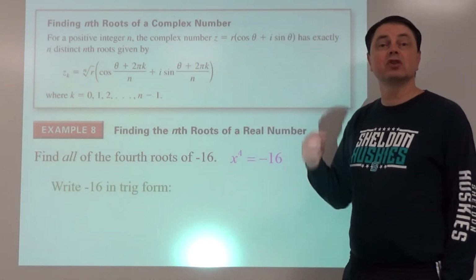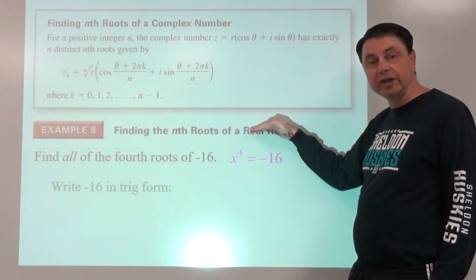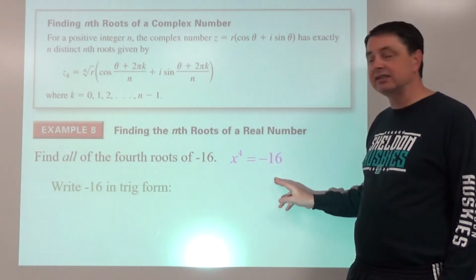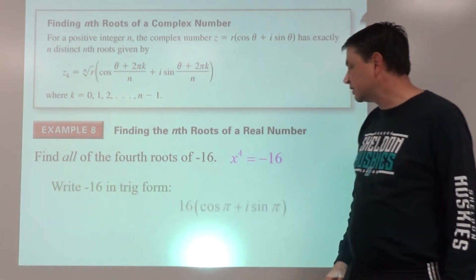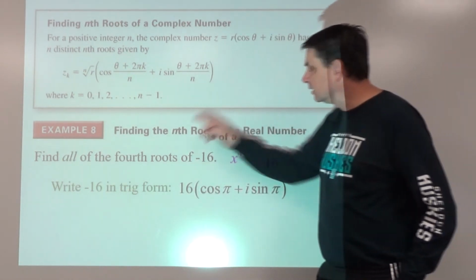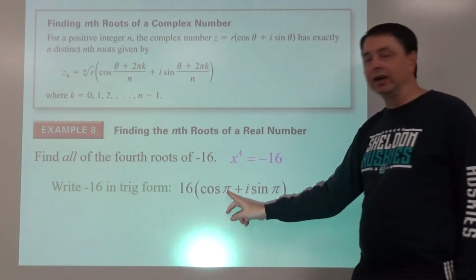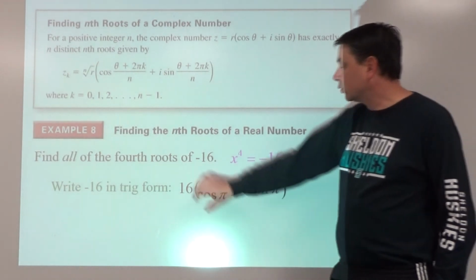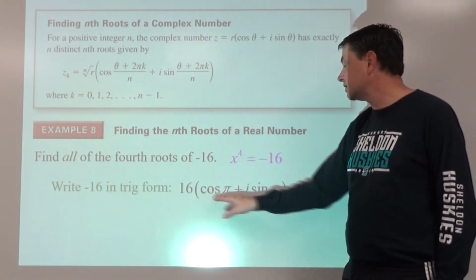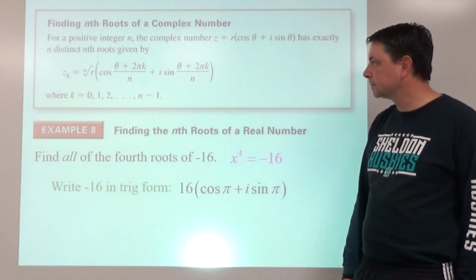So think of this in terms of the complex plane. Imaginary axis, real axis. Where is -16? It's entirely real and it's going left. So in terms of a sketch, it's going left 16 units. Straight left is the angle pi. So there's our z, 16 times cosine of pi plus i times the sine of pi.